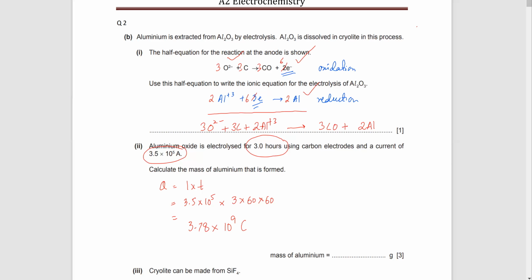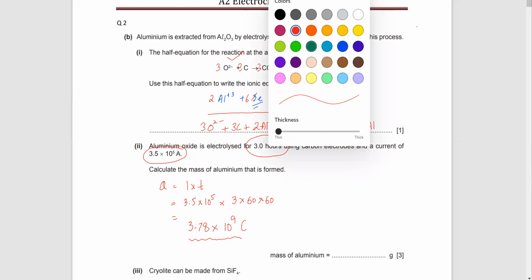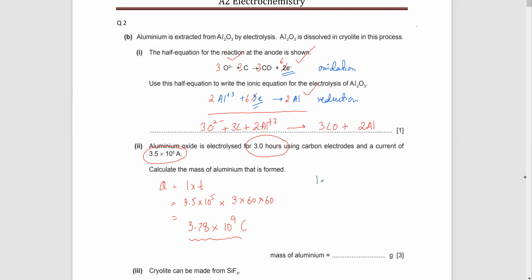But that's the charge. That's the coulombs. What can you do with coulombs? You can apply Faraday constant. You can use ratios. You know that 1 mole of electrons has 96,500 coulombs. So how many moles of electrons are passing through your circuit, through the carbon electrodes? Your charge is 3.78 times 10 power 9, so it's going to be divided by 96,500.